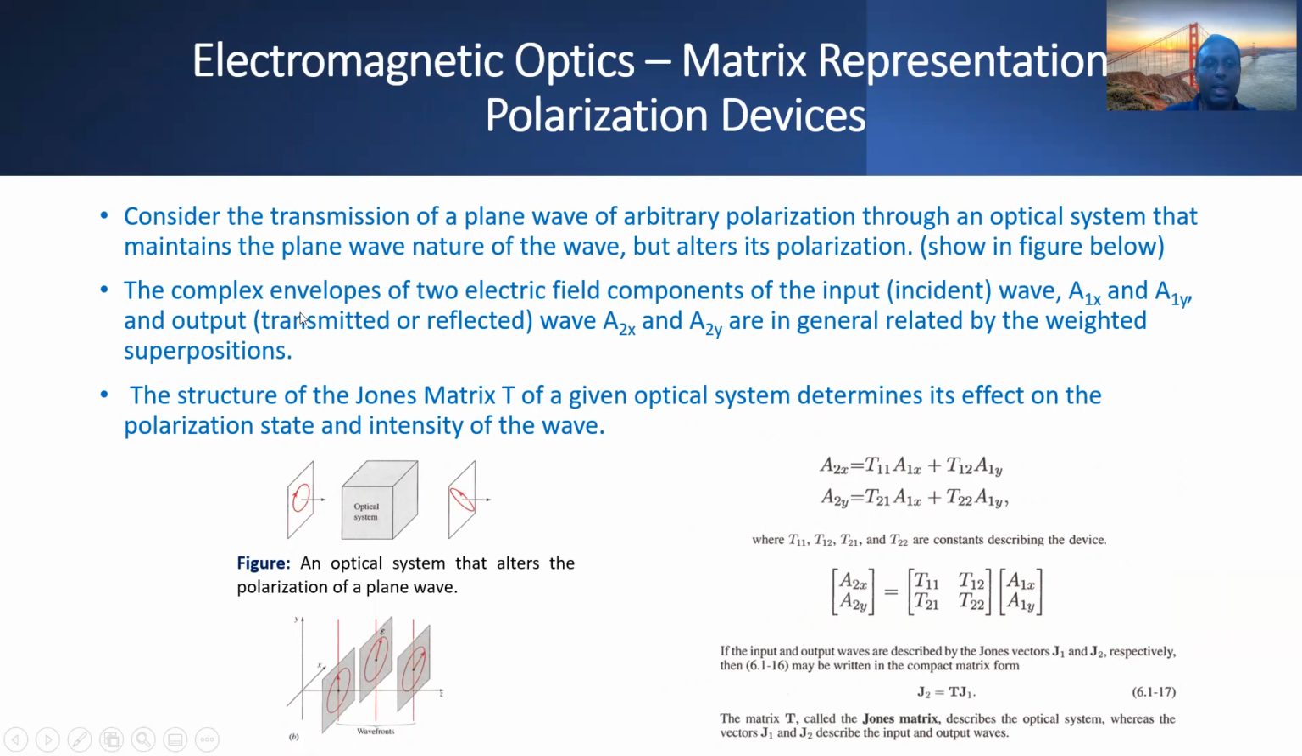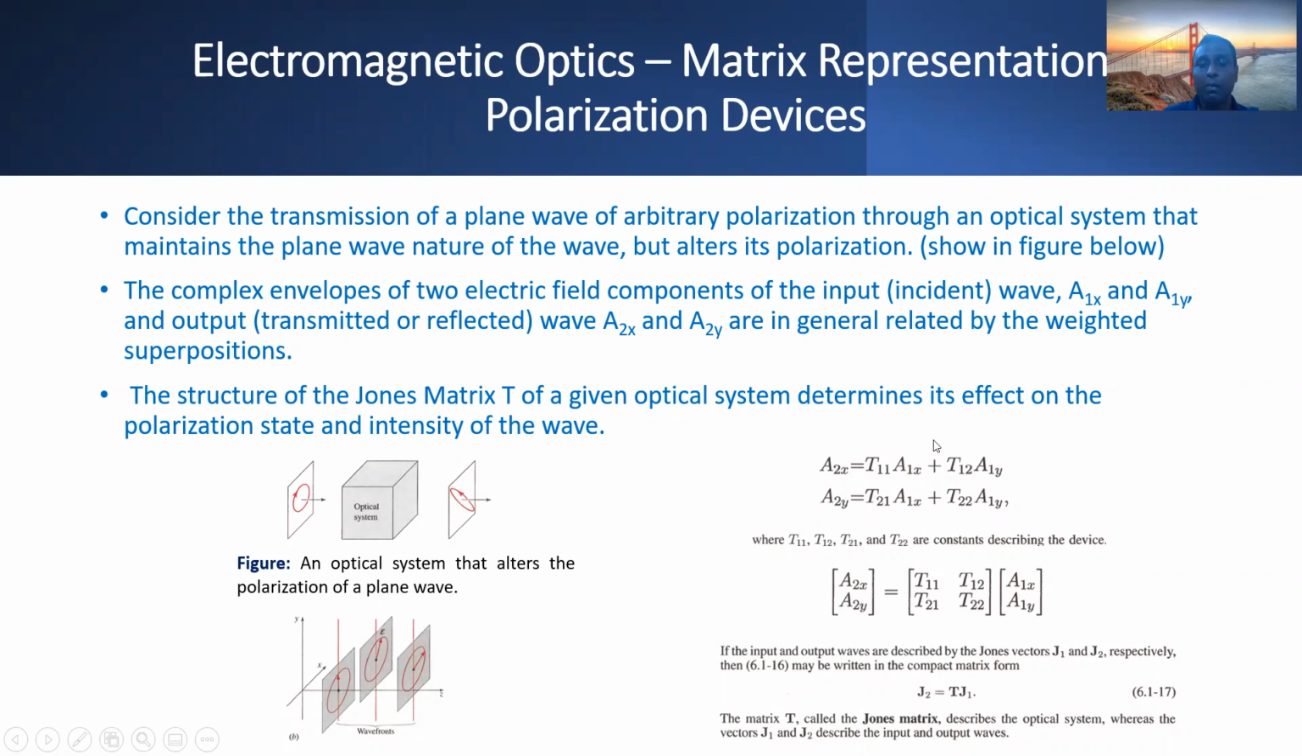The complex envelopes of the two electric field components of the input incident wave, A1x and A1y, and of the output transmitted or reflected wave, A2x and A2y, are in general related by a weighted superposition. The structure of the Jones matrix T of a given optical system determines its effect on the polarization state and intensity of the wave. Let's look at the figure here: the optical system input and output, an optical system that alters the polarization of the plane wave.